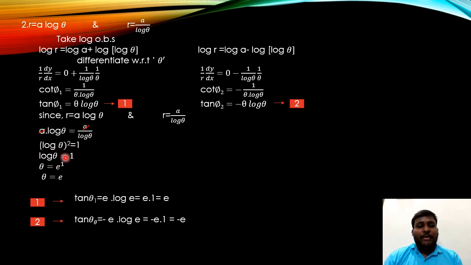So by using the formula given and said by me in the previous slides, check it out so that you can get this formula. Theta is equal to e to the power 1, where e to the power 1 is e, so theta is equal to e. We are going to substitute theta in equations 1 and 2, which are tan of phi 1 and tan of phi 2. We are going to get e and minus e, so log of e is 1 and log of e is 1, where we are going to get e and minus e. Let's go further.